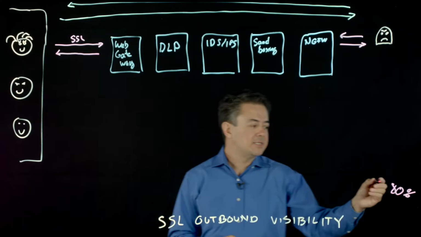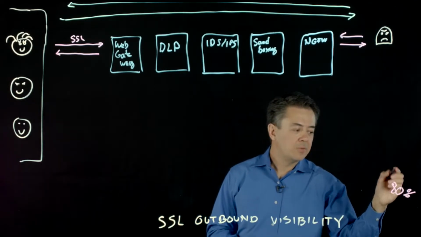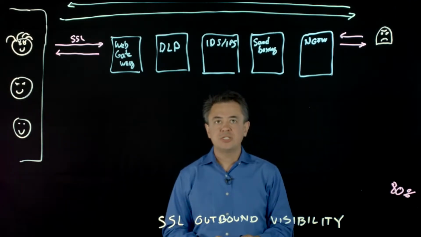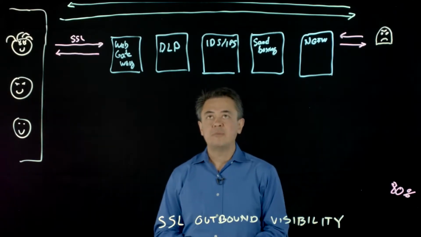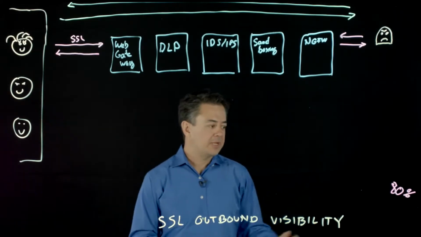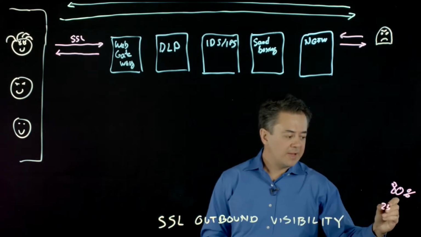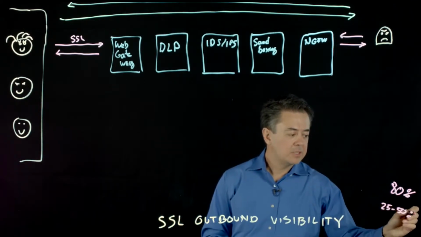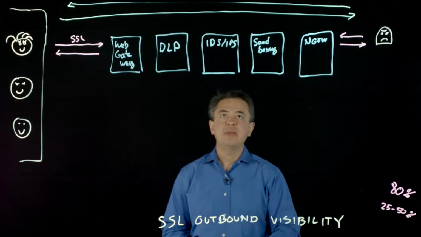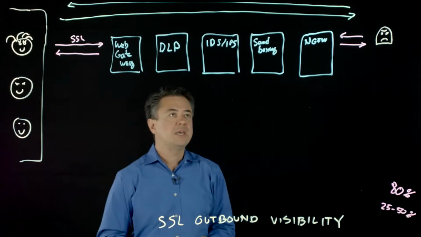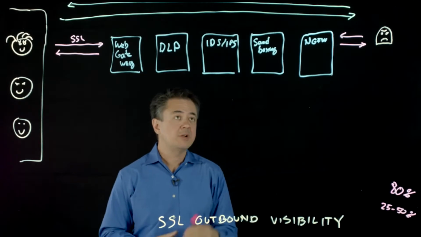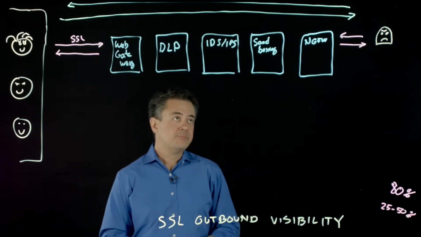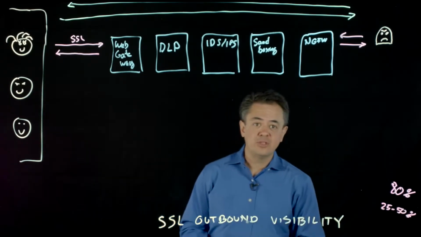But maybe 80% is a high number. What is it for somebody else? So we just finished surveying 1,000 security professionals to find out how much their outbound traffic is encrypted. Most of them said 25 to 50%. So that means for all the spend they did on these devices, they are already missing between 25 and 50% of the traffic.